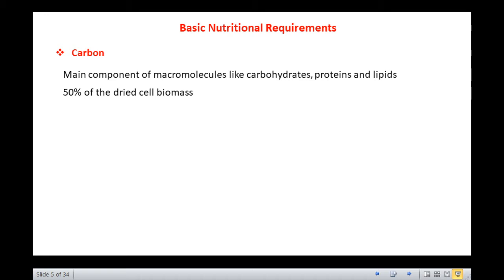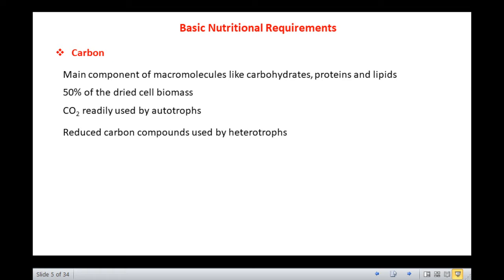Carbon dioxide is an important simple inorganic source of carbon which is readily used by autotrophs. In contrast, heterotrophs use reduced carbon compounds which act as both a carbon as well as energy source. These organisms are extremely diverse in their ability to use the carbon sources.